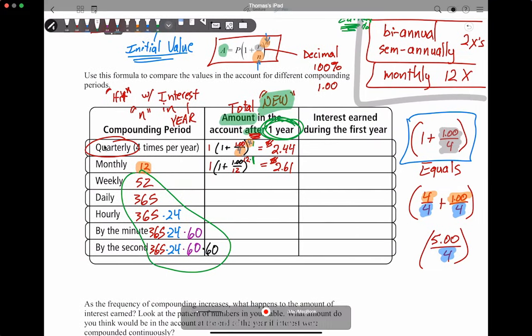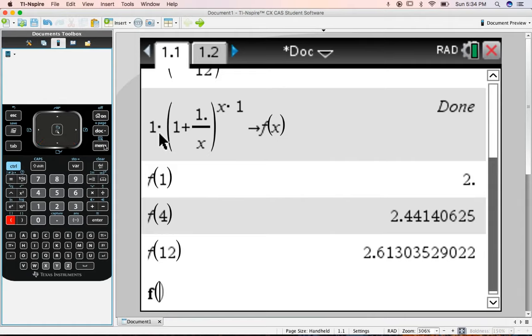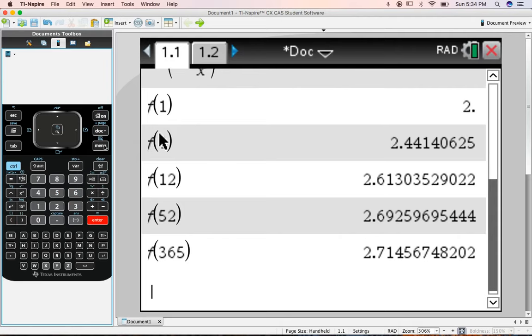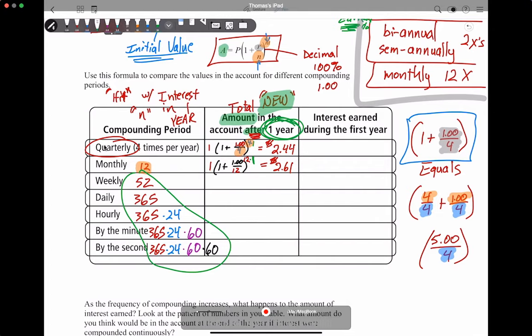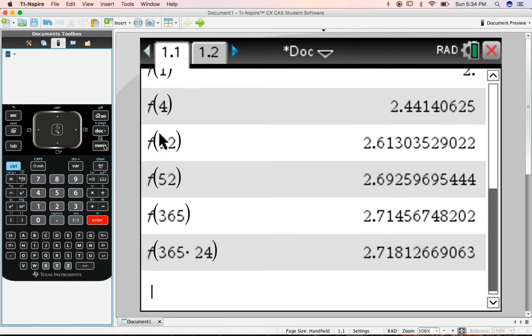Let's now go to weekly, daily, hourly, and so on and so forth. So we're going to say weekly is 52. And then we have daily, which is 365. So that's lowercase f of 365. And then we have hourly. So again, we went 24, because there's 24 hours in a day, times 365. So we go 365 times 24.